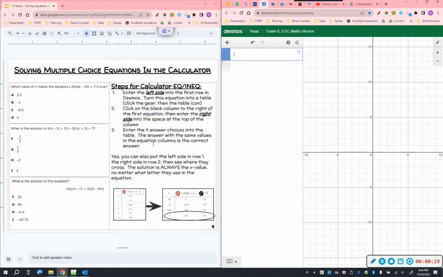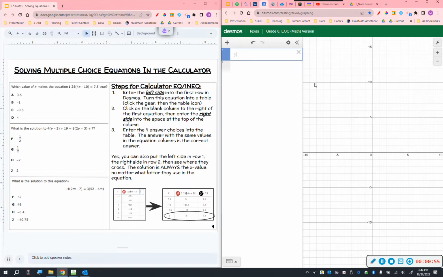I can show you that on Monday. But for now, I want to show you how to do this, and it's really easy, okay? What you're going to do is take whatever is on the left side of the equal sign. So remember, we're going to draw a line down the middle for our equal sign. The left side is going to go in the first row. The right side is going to go in the second row. Let me show you what that looks like.